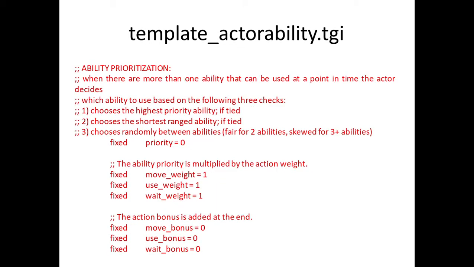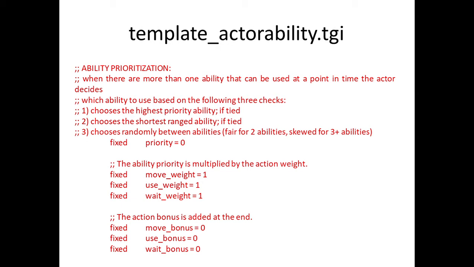Of more interest to this video, to whoever's watching this video, is the ability prioritization system. Now, reading this, it is relatively straightforward as well, but there's some depth to it that is not quite understood. But in the short term, we can just go over the values we have. We have priority, we have the move weight, use weight, wait weight, always annoying to say, and then we have the action bonuses, the move bonus, use bonus, and weight bonus.